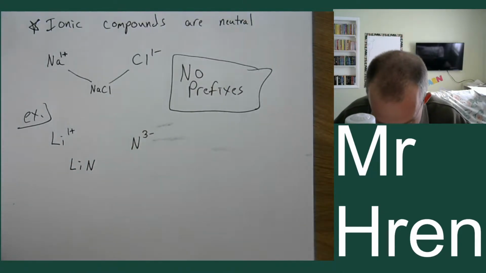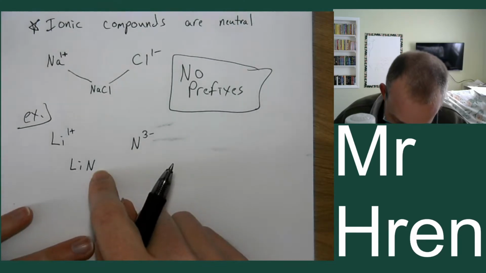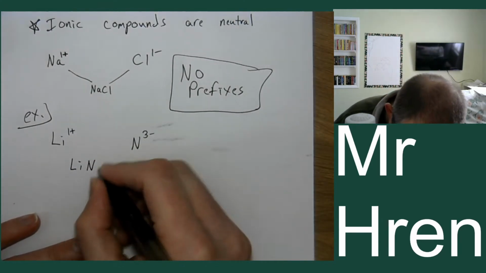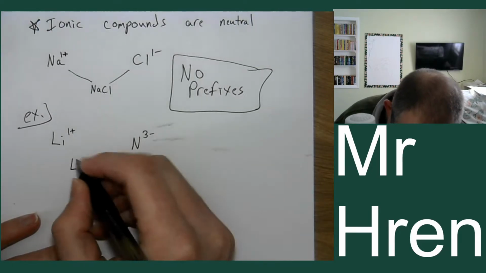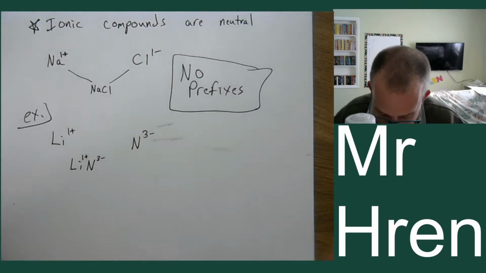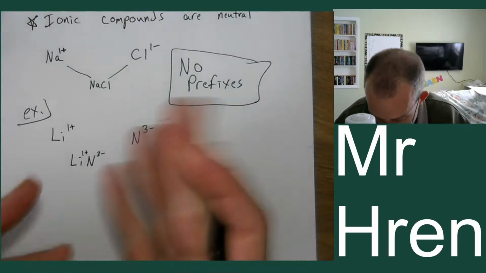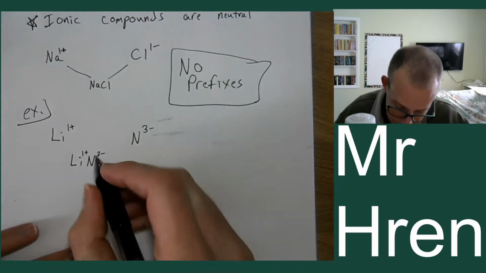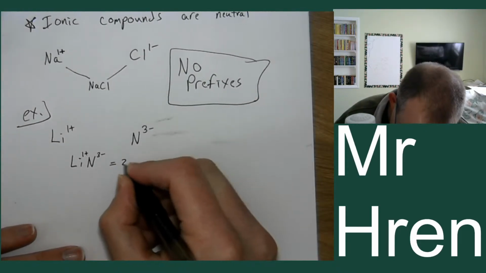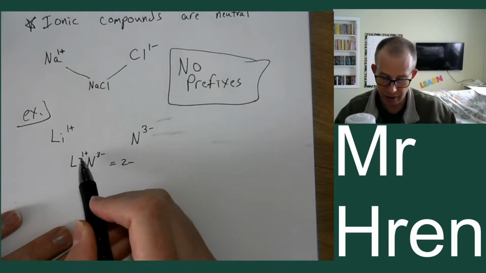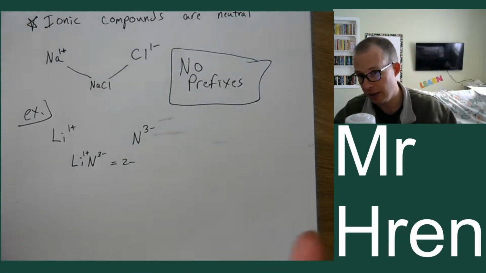Well, okay. What's the overall charge on nitrogen? It's a -3, right? So this nitrogen is a -3. What about this lithium? It's a +1. If you write that out like that, what's the overall result of this thing? The overall result is that this is a -2 ion, because -3 and +1 add up to -2.